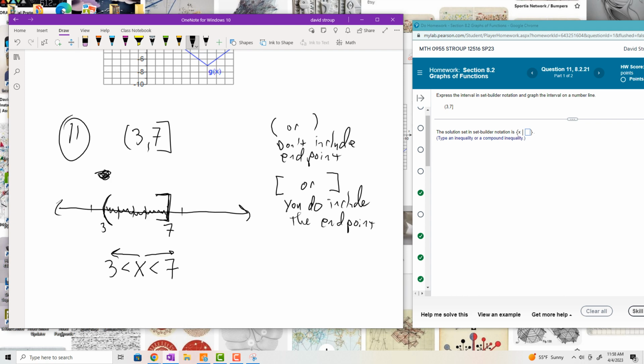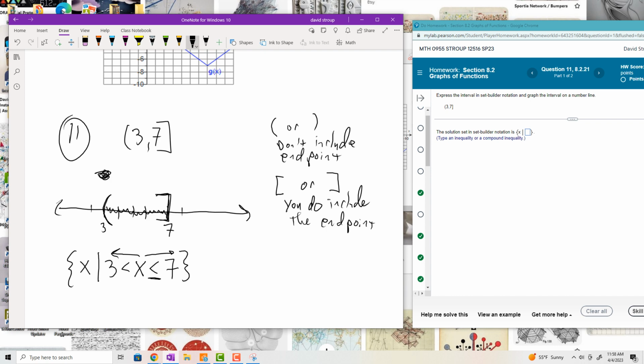And then to indicate that we do include 7, we're going to put a little line underneath the second inequality. And to indicate that we don't include 3, we don't use a line under the inequality. Okay. And then to do the set builder notation, we write: the set of all x such that x is in between 3 and 7.